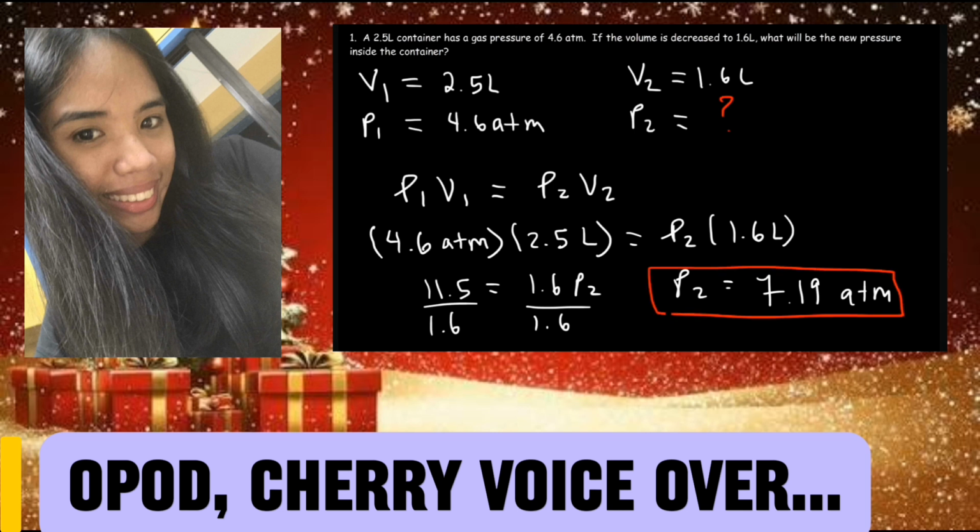So as we can see, in line with Boyle's law, you should always check to make sure that this answer makes sense. We decreased the volume from 2.5 to 1.6. So therefore, the pressure should increase from 4.6 to 7.19.